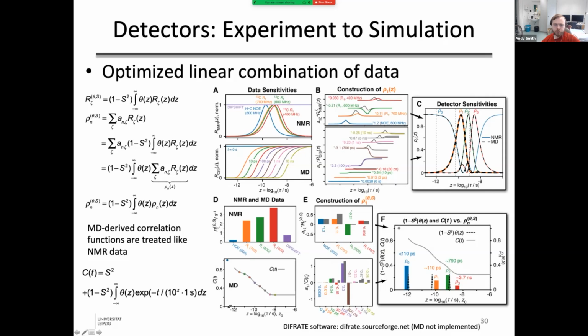Okay. The simplest way to understand it is that each experiment, from a mathematical side, is a sum of all the contributions from all the motions in the distribution of correlation times. You say, this is my total amplitude, 1 minus S squared, and theta tells me how this is distributed as a function of correlation time. I take z to be the log of the correlation time, and it just sums up where these windows are. There's a weighting factor depending on the experiment you choose, and you can just take your experiments and add them together with different weightings.